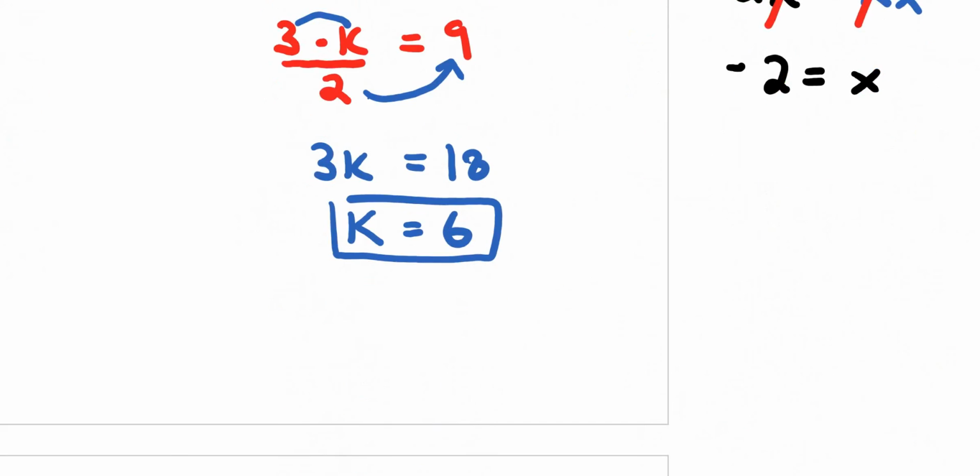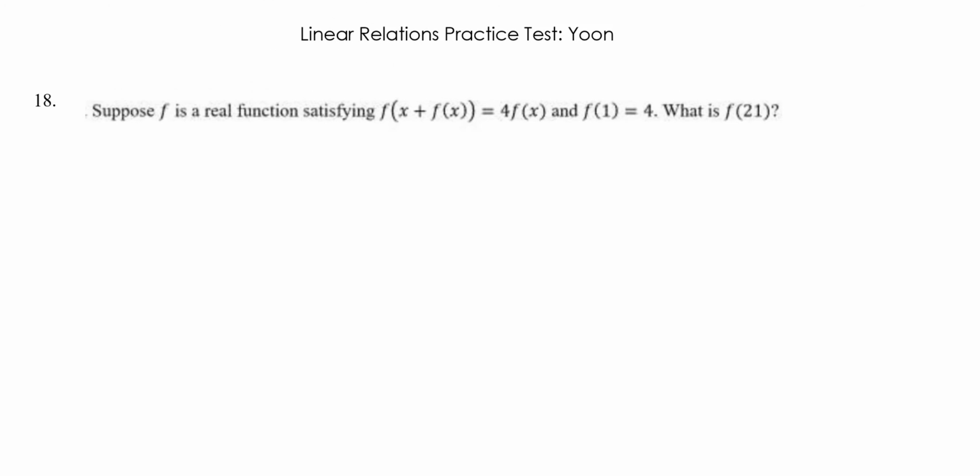Okay, let's move on to the very last question here. Suppose f is a real function satisfying all that, and what we need to do is find f of 21. Okay, not too bad. For this problem here, you really need to understand what this means. f of 1 equals 4.